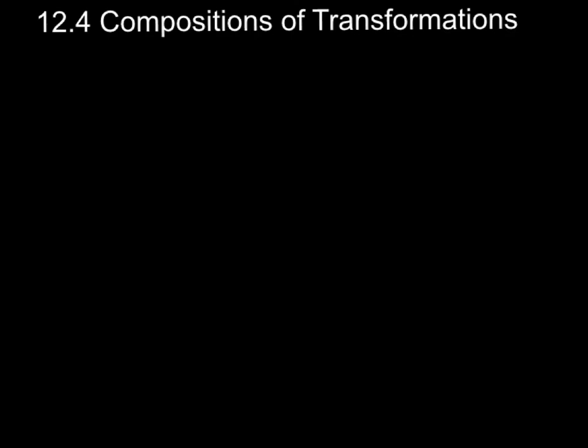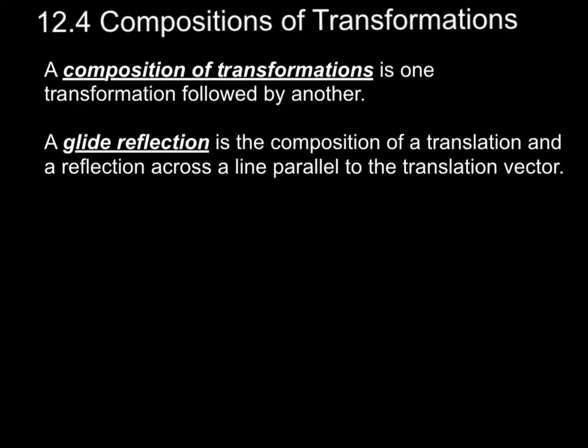The next section we're going to talk about is the composition of transformations. So we're in section 12.4. A composition of transformations is one transformation followed by another. Basically, it's more than one transformation in one thing at one time. A glide reflection is a composition of a translation and a reflection across a line parallel to the translation vector.